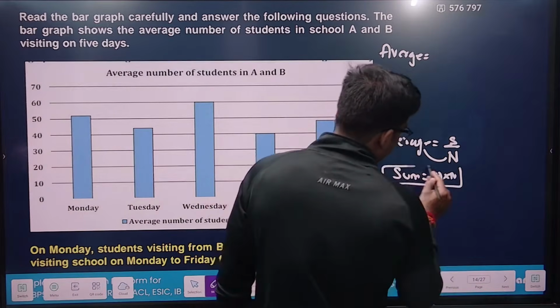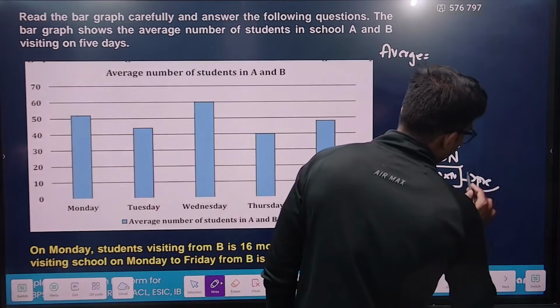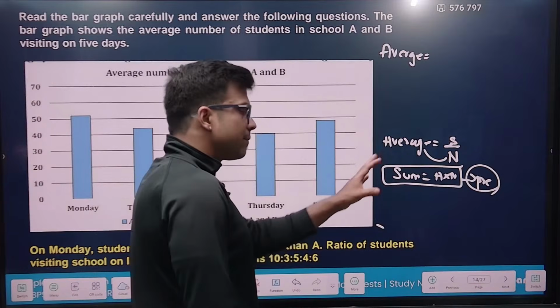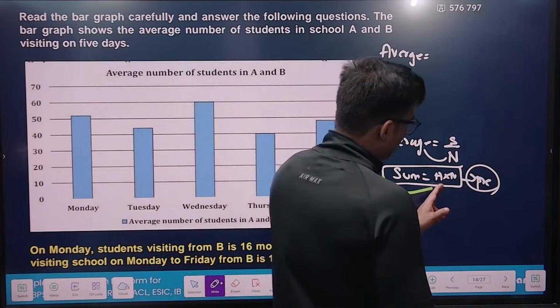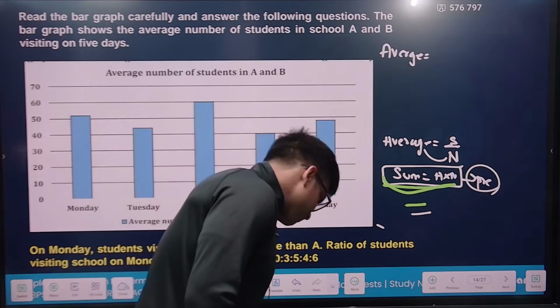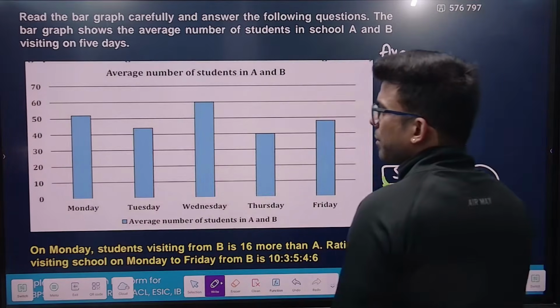This is a very important concept when you are preparing for the pre-exam, especially focused in using this term. Average means sum divided by number, that's fine. But in the question, they have used a lot of this concept: sum equals average into n. A lot of times you will see that. Solve PYQ, you will understand.